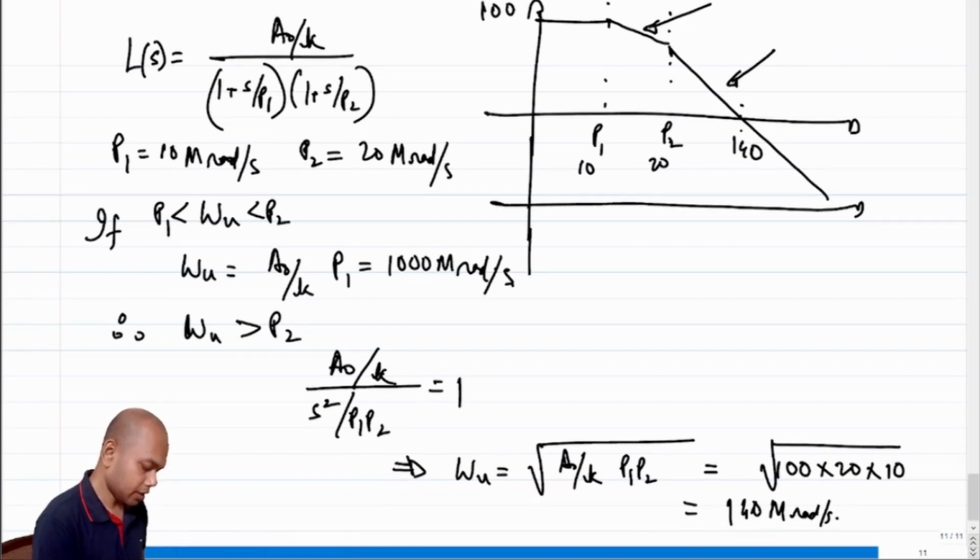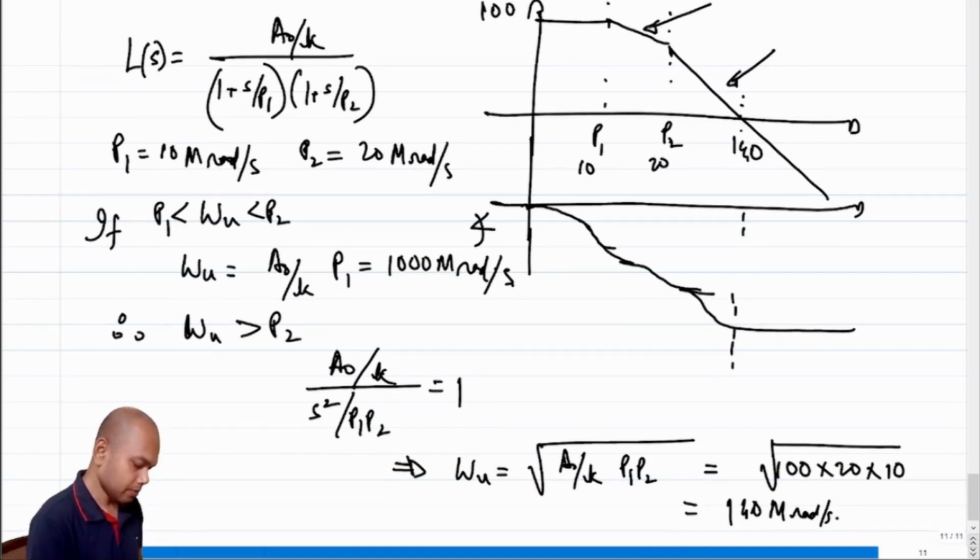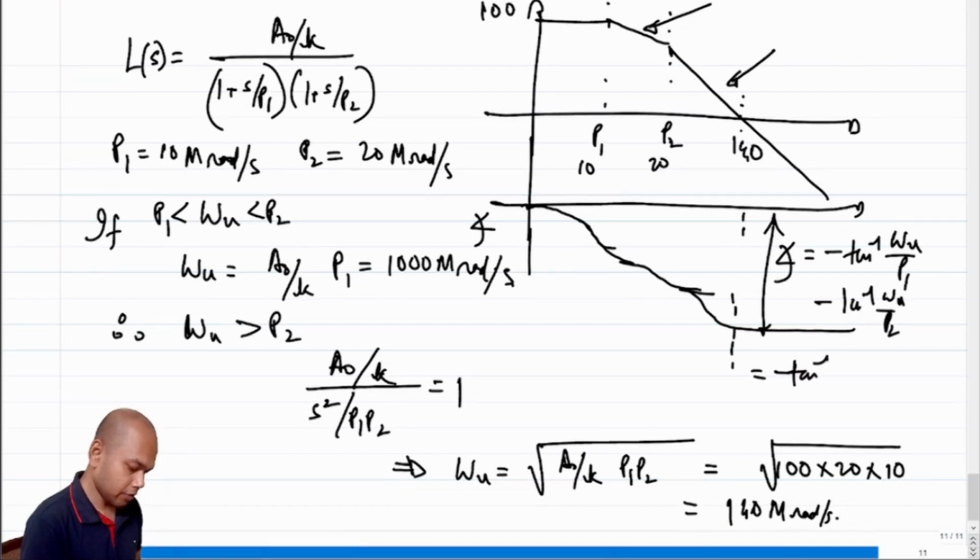So again, it will start off from 0 almost, and then it will hit minus P1, it will have some phase lag, it will hit minus P2, it will have some phase lag, and here it will also have some eventual phase. Okay, so what will be this phase? This angle will be minus tan inverse omega U by P1 minus tan inverse omega U by P2, which is minus tan inverse 14, right, minus tan inverse 7, correct, which is how much?